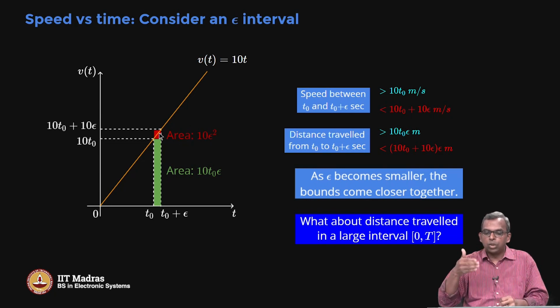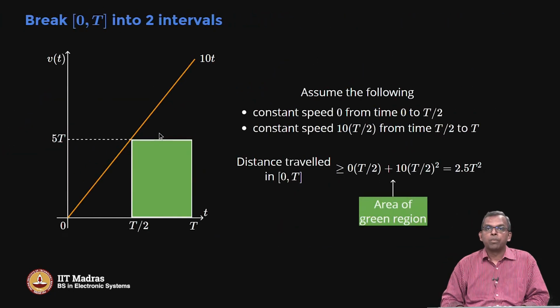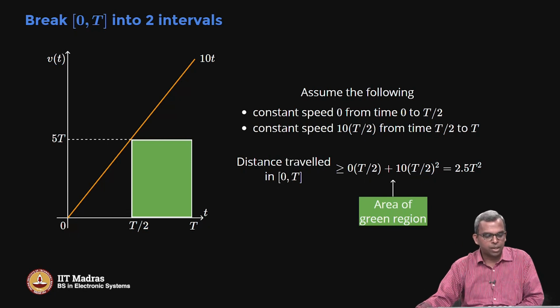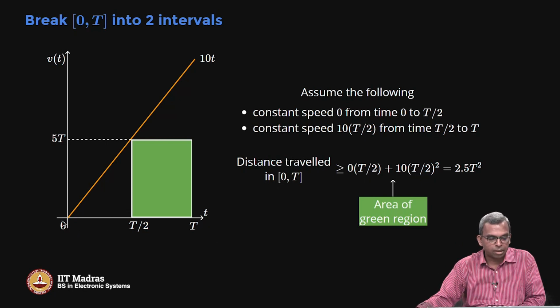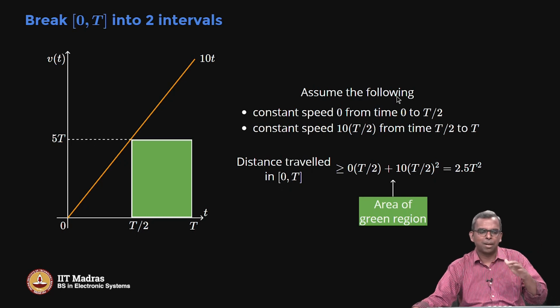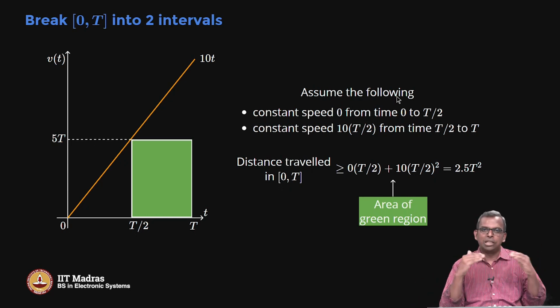So, to walk us through that idea for the larger interval 0 comma t, this is what one can do. You can start by breaking up 0 comma t into two intervals. How do I do that? 0 to t is broken up into an interval 0 to t by 2 and t by 2 to t. Two intervals. And we will make the following assumption. Look at the series of assumptions I am making. I know how to do it for constant speed.